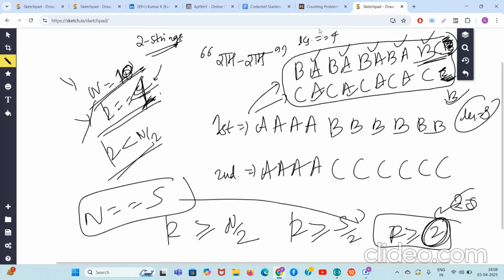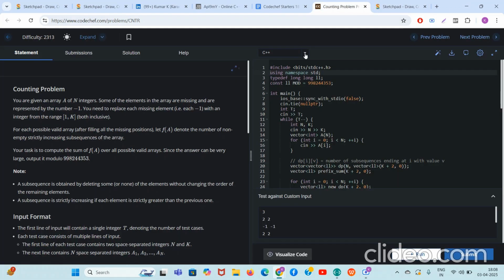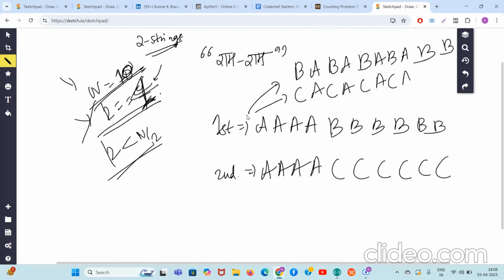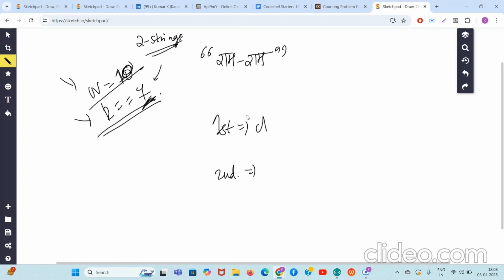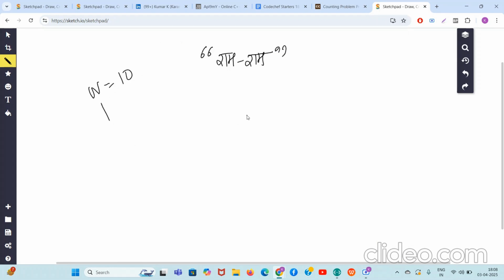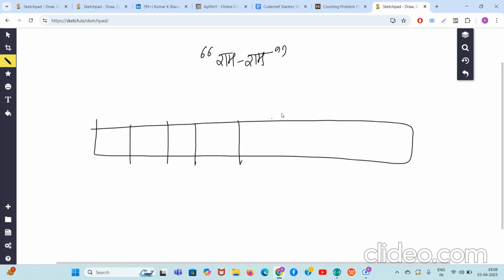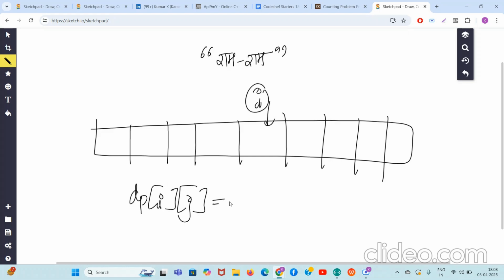So guys, the counting problem says to just try to count and tell me how many strictly increasing sequences there are in the array. Well, this is a very standard problem, right? I give you any array, you have to tell me how many strictly increasing sequences there are. So for any index I, what can you calculate? dp[i][j] you can calculate, right? What will be dp[i][j]?